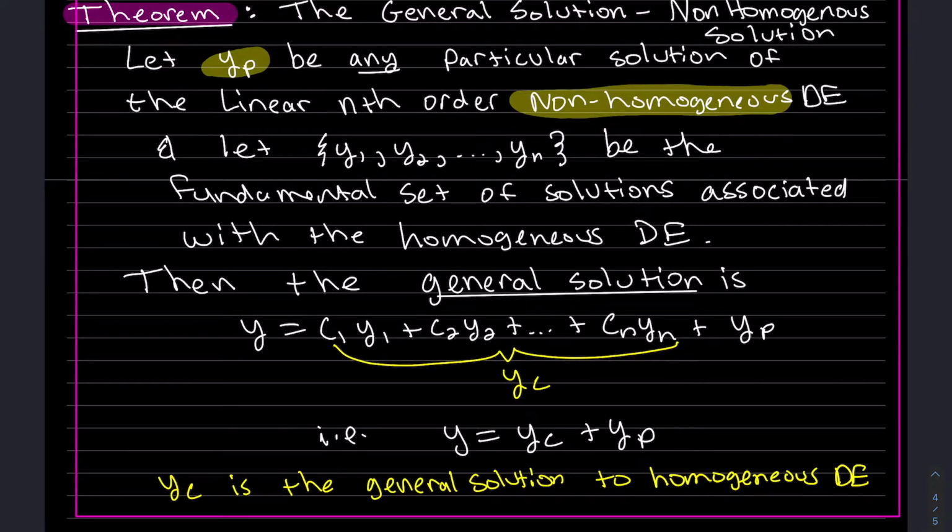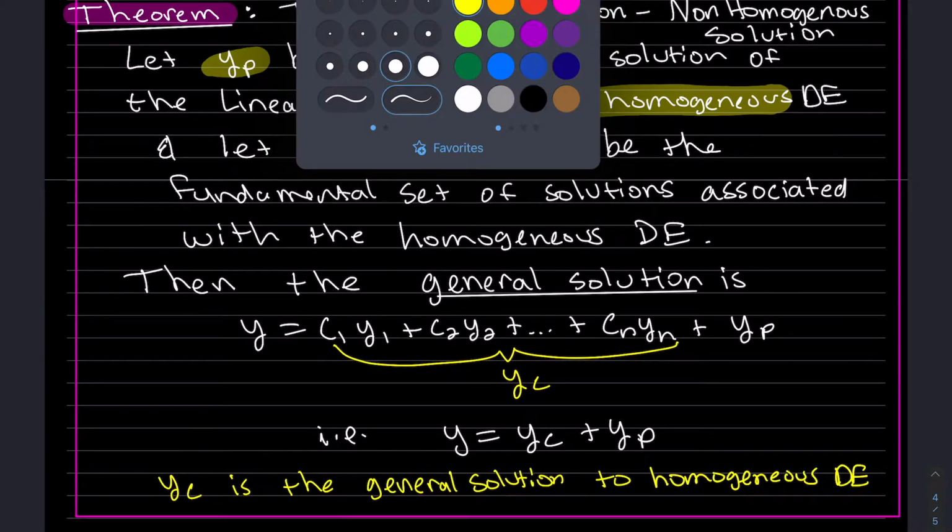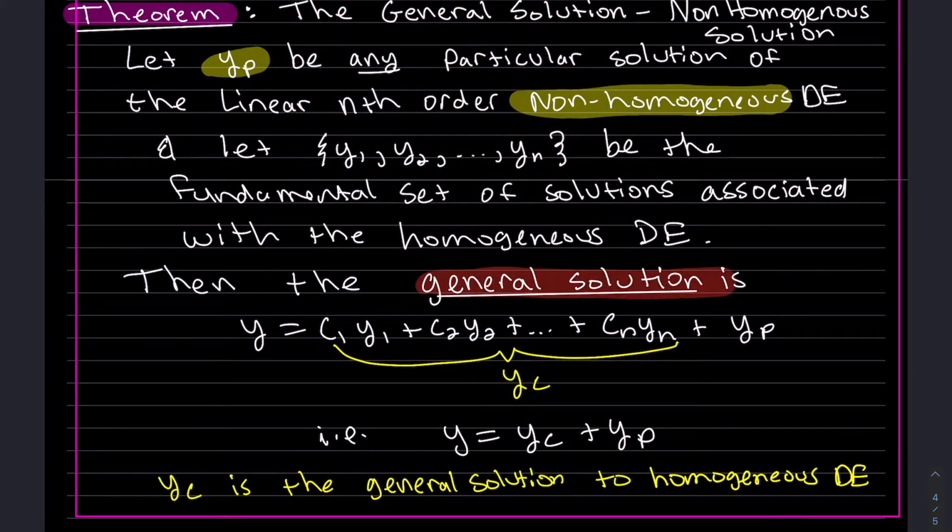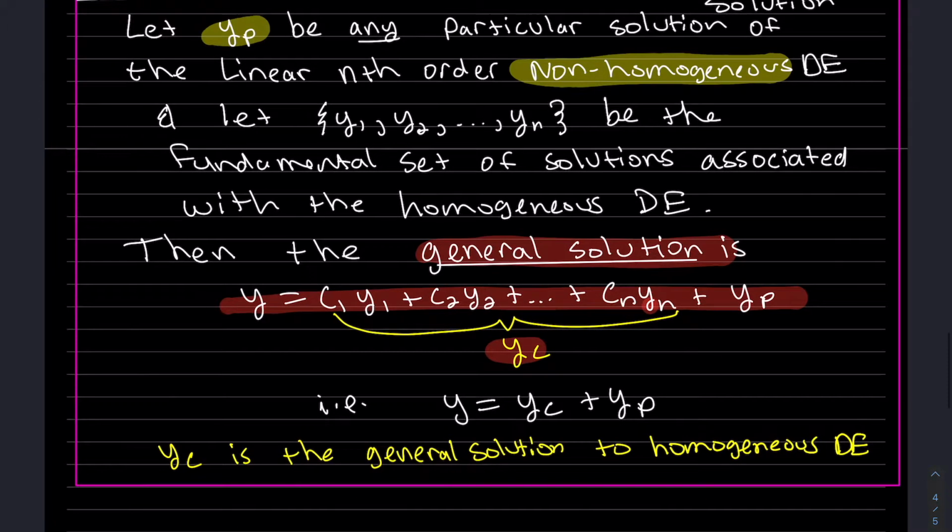The general solution to the non-homogeneous is y equals, this is yc, c1 y1 to cn yn, plus yp. So basically, just in general, it's yc plus yp, where yc is the general solution to the homogeneous DE.